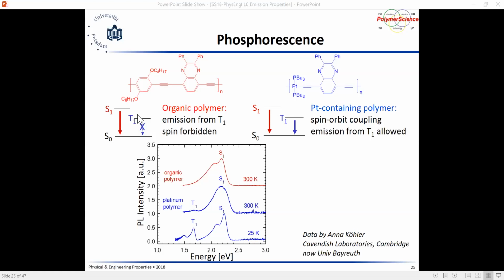Once the spin flips, we now go to the same isoenergetic vibrational level in the T1 state, and from there we need to have vibrational relaxation to the lowest vibrational level of the T1 state. From there, we can potentially have phosphorescence. Phosphorescence is very long-lived compared to fluorescence. So fluorescence has nanosecond lifetimes. Phosphorescence could potentially even be microseconds or milliseconds.